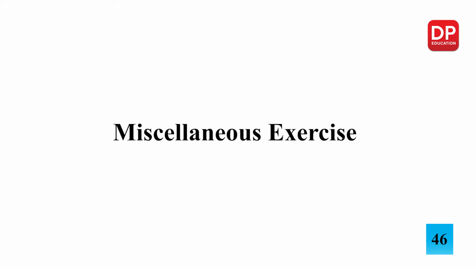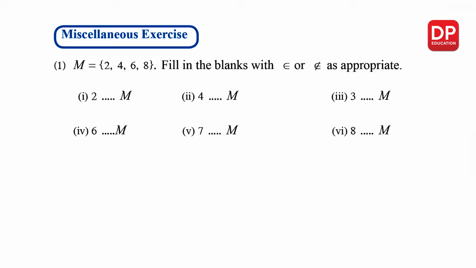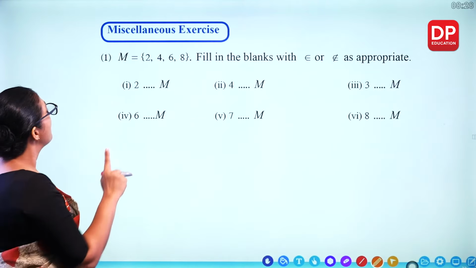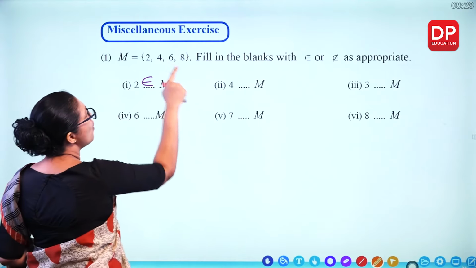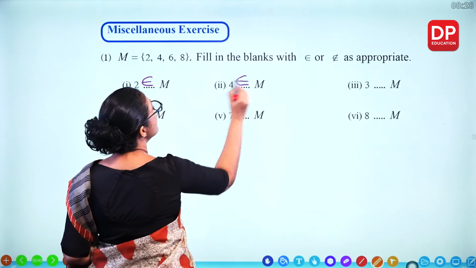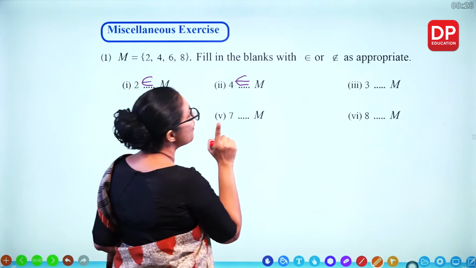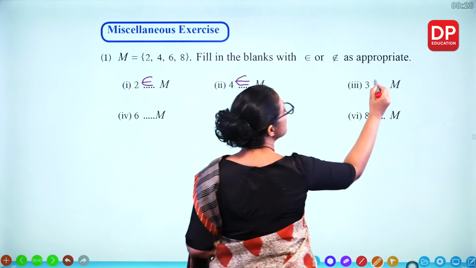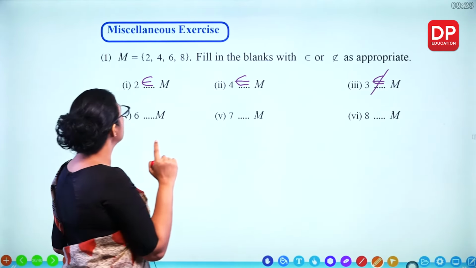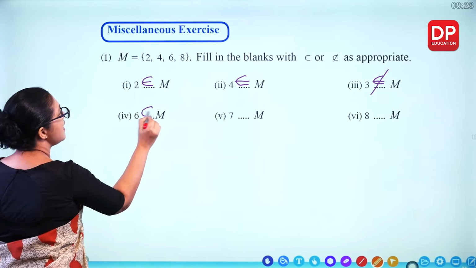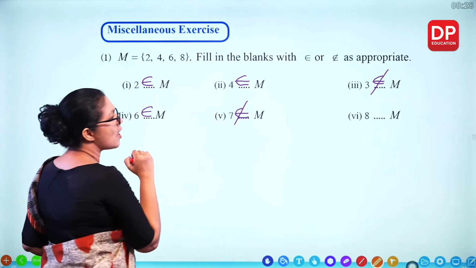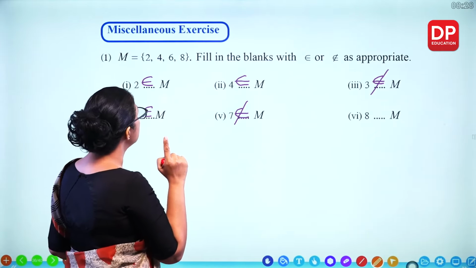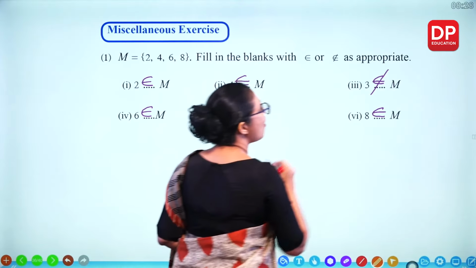Miscellaneous exercise. M is 2, 4, 6, 8. Fill in the blanks with element or not an element. 2 is an element. 4 is an element of M. 3 is not an element. 6 is there, it's an element. 7 is not in M, so we cross it out. 8 is an element of M.